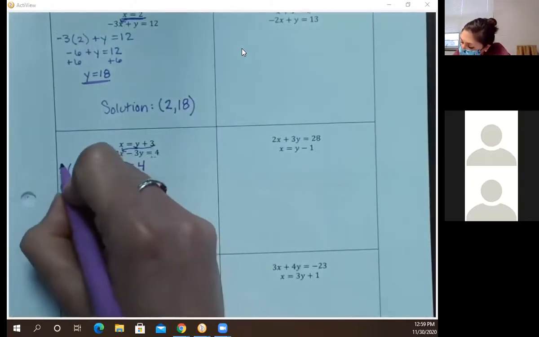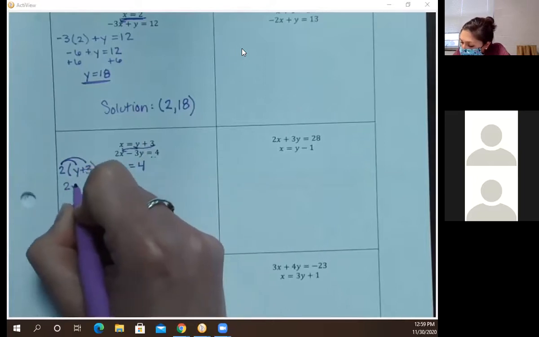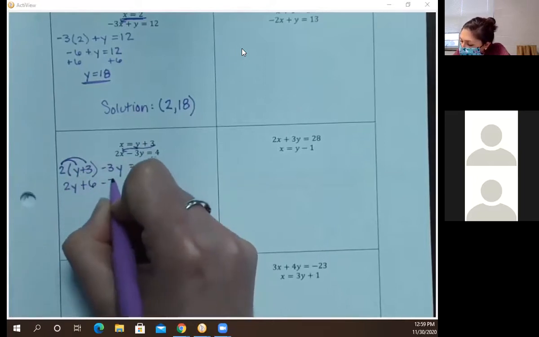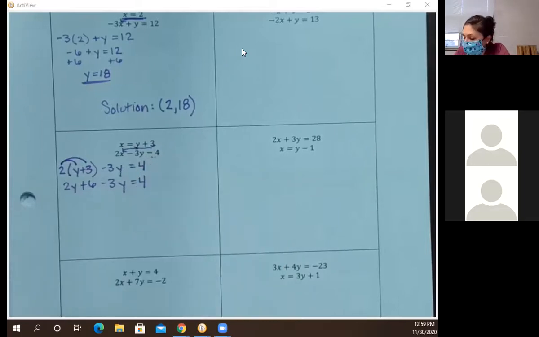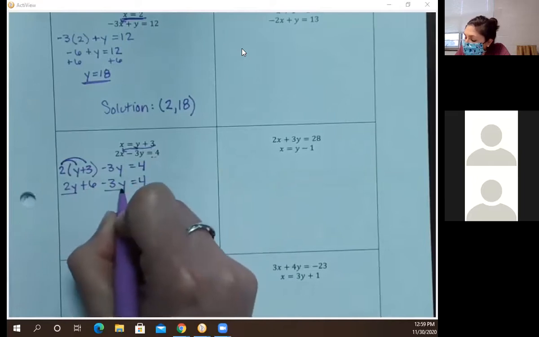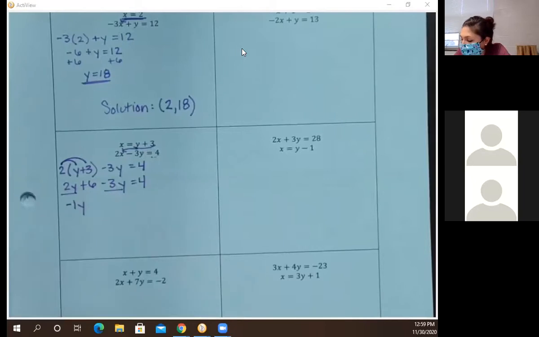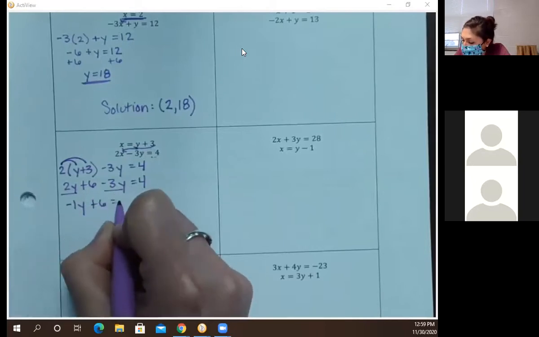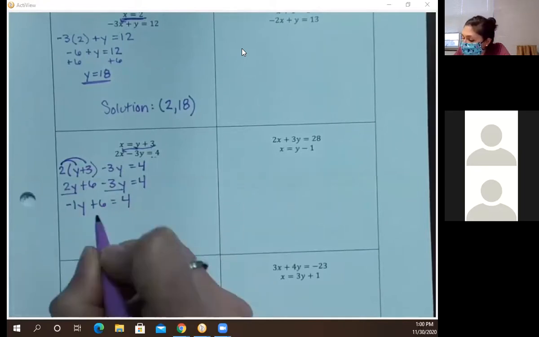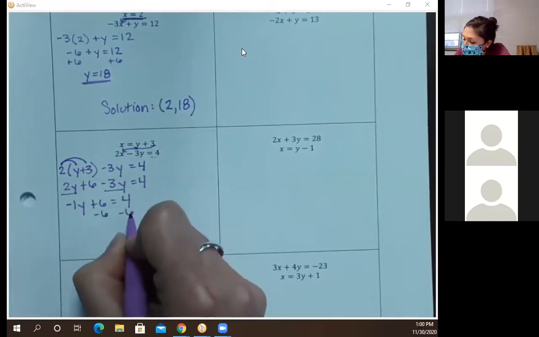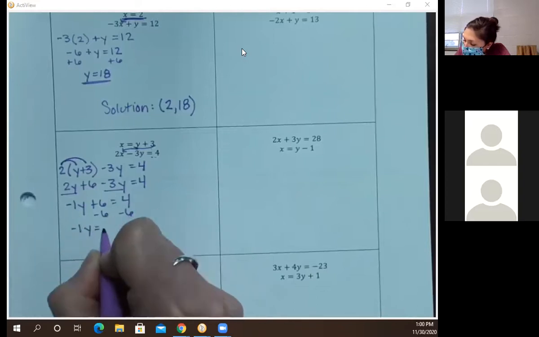So to solve for this variable, I've got to distribute this 2 inside parentheses. That would be 2y plus 6 minus 3y equals 4. I'm going to combine my like terms here. 2y minus 3y would be negative 1y plus 6 equals 4. Now I want to get that y term by itself, so I'm going to subtract 6 from both sides. So I get negative 1y equals 4 minus 6, which is negative 2.